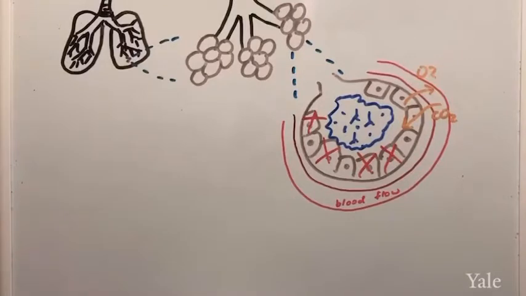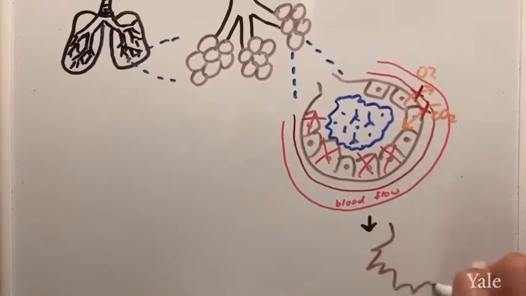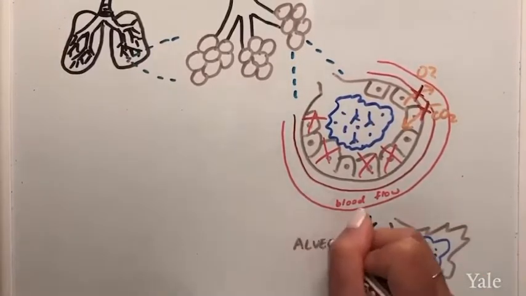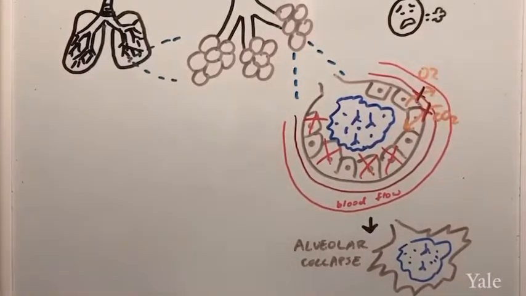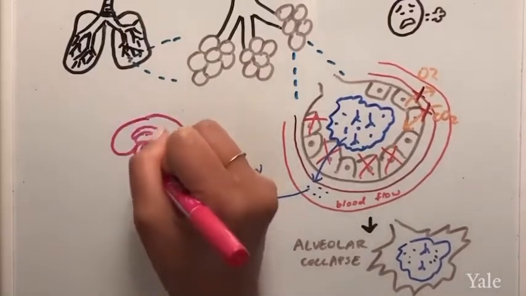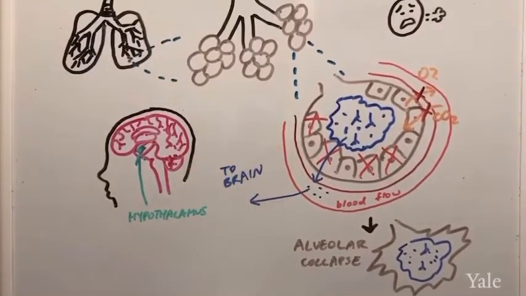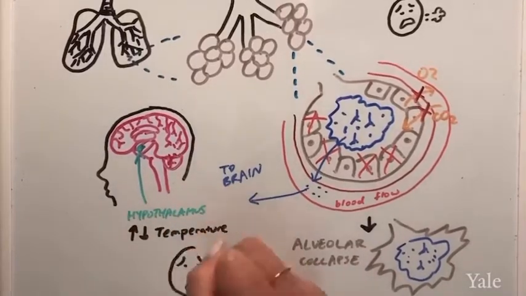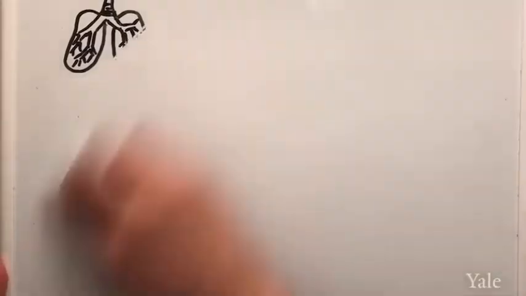This interrupts the proper transfer of oxygen into the bloodstream and causes alveoli to eventually collapse. This is why difficulty in breathing is one of the symptoms of COVID-19 infection. Additionally, specific proteins are released as an immune response into the blood, where they travel up to the brain to a region called the hypothalamus. One of the things the hypothalamus regulates is temperature. The proteins signal to your hypothalamus to increase body temperature, leading to fever.